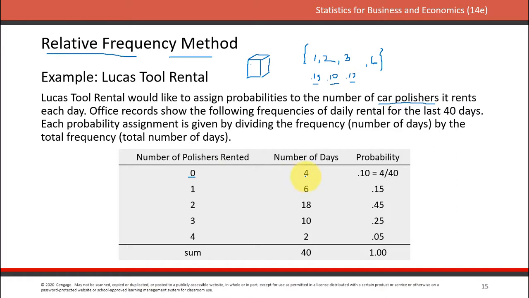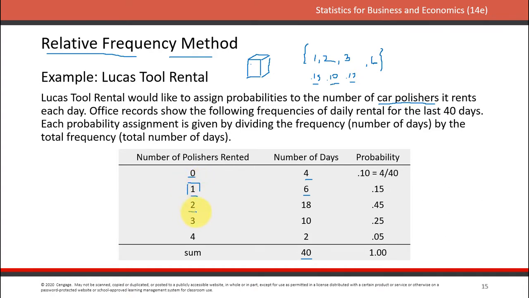Sometimes, in this data set of 40 days, there were 4 days when they never rented out any. And then some days they rented out 1 during that whole day. Out of these 40 days that they conducted the study on, there were 6 days that they rented out 1 polisher.